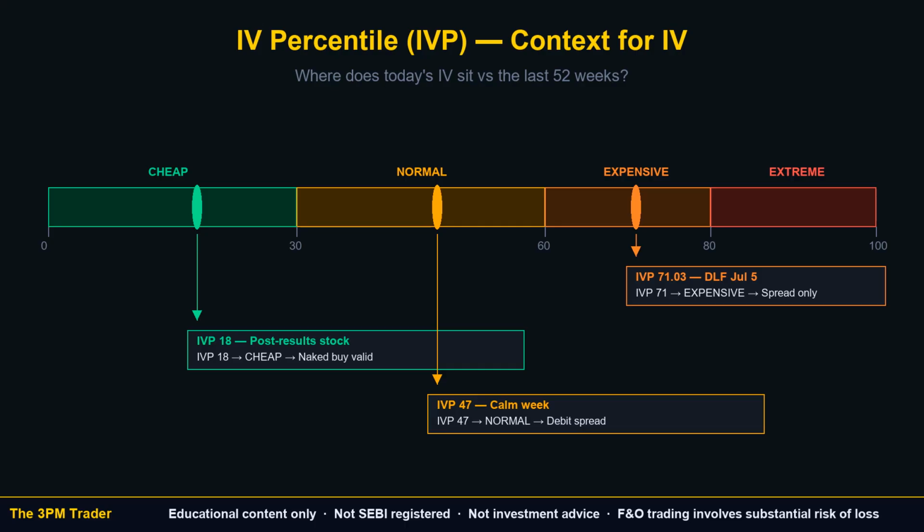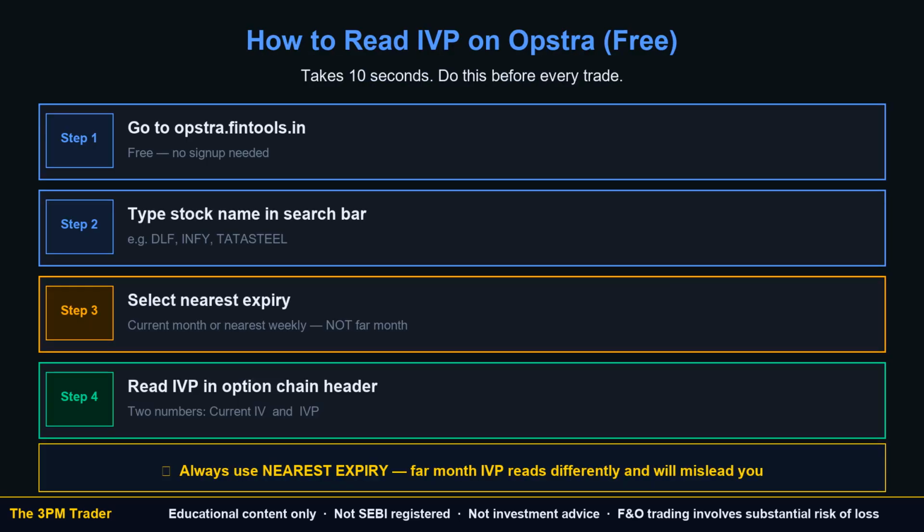One number. Instant context. Opstra calculates it for you. No math required. Opstra is free. No sign up needed for the basic reading. Go to opstra.fintools.in. Type your stock name in the search bar at the top. The option chain loads. Look at the header row above the chain. You will see two numbers side by side, current IV and IVP. That is it. Before every trade, Opstra, search stock, read IVP. 10 seconds. One important note, always read IVP from the nearest active expiry. Far month expiry IV reads differently and will mislead you. Stick to current month or nearest weekly expiry.